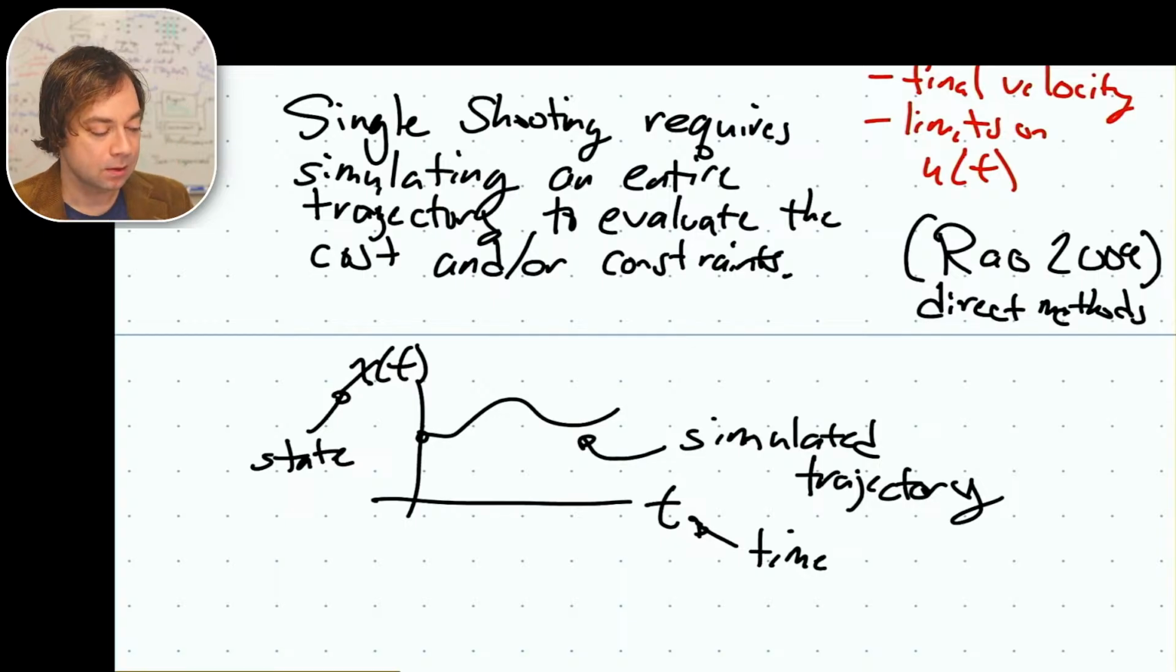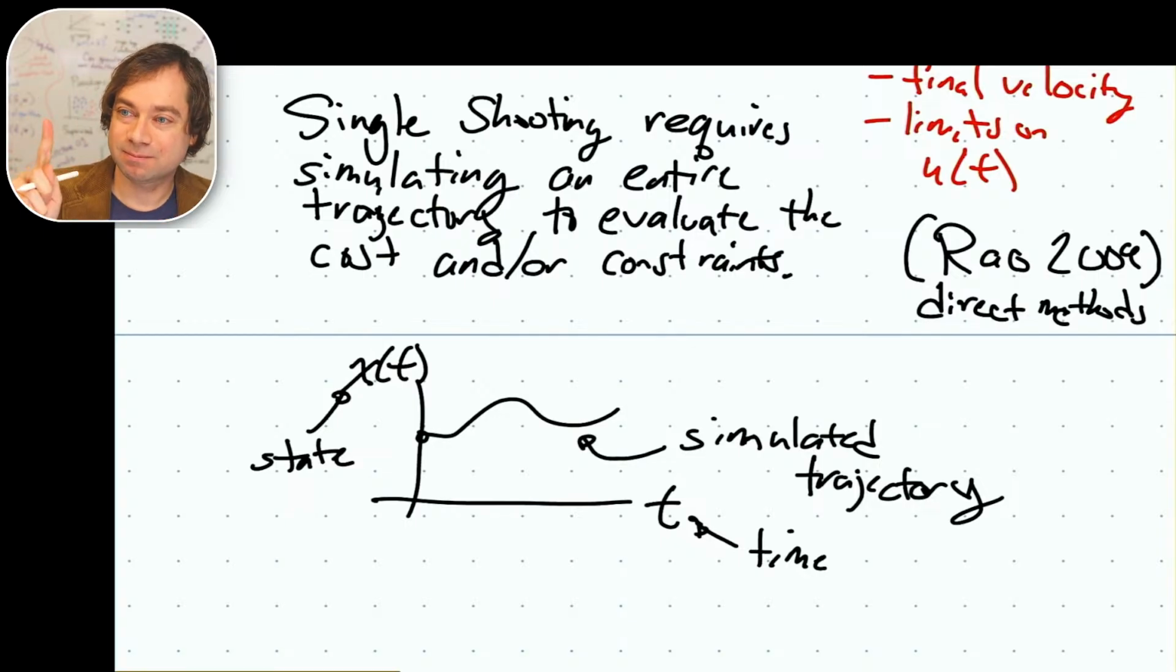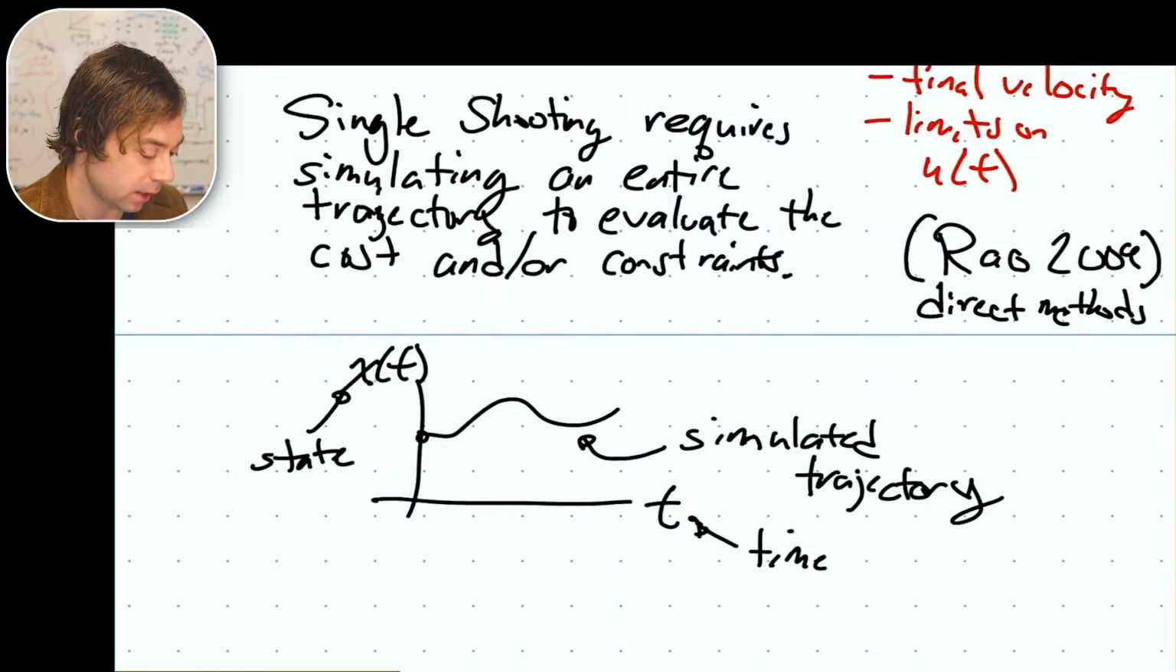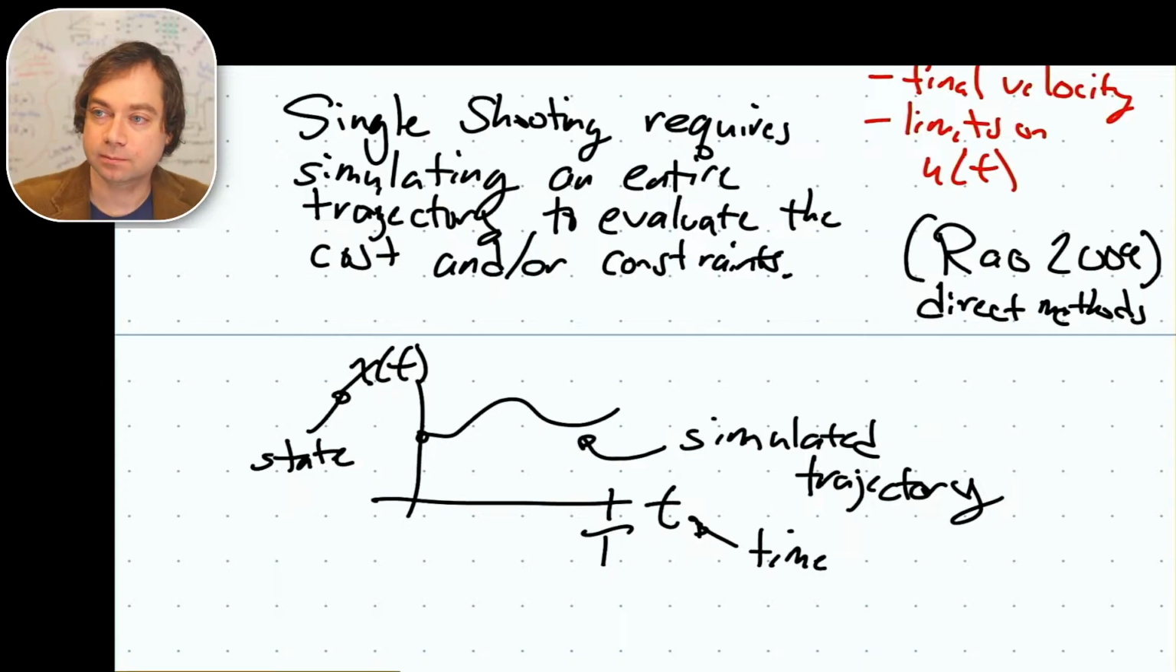Okay. And you do it once. And you go across the entire time span, some final time, capital T. And you might say, my goodness, how does that make sense, right? If you want to know if it worked or not, you simulate it. What else could there possibly be?